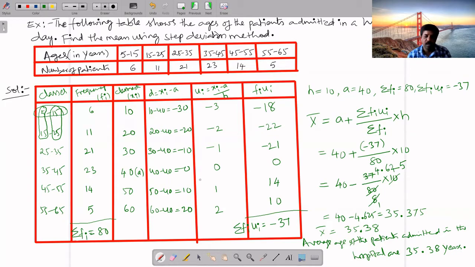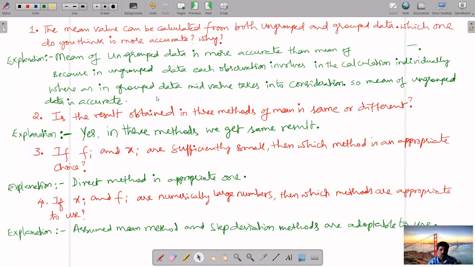So for any problem, for any data, there are 3 methods: one is the direct method, the second is the assumed mean method, and the third is the step deviation method. We do it in any method, the result will be the same. The method of doing is different, the formula is different, but the final result is the same in all 3 methods. But in the direct method, if fi and xi are very low, then only we prefer the direct method. If fi and xi are large values, then it is better to prefer the assumed mean method and the step deviation method.